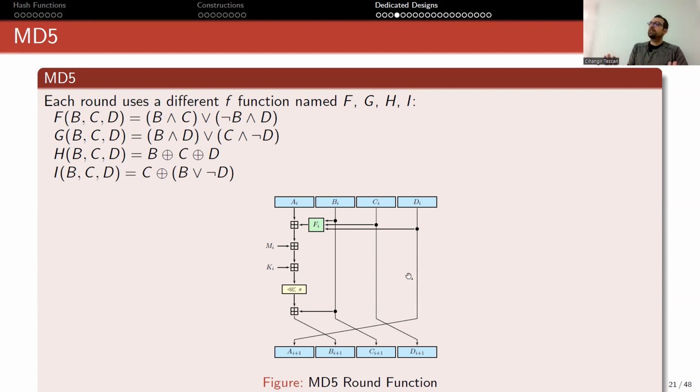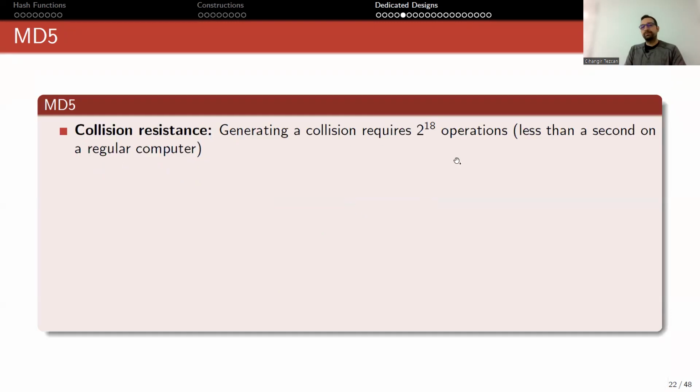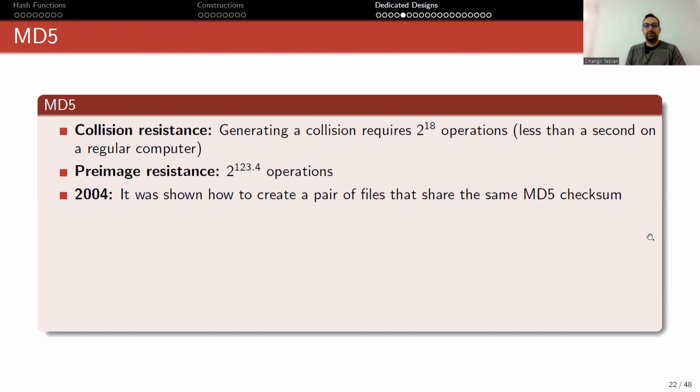So as you can see, this is a very fast operation, right? There isn't much we are doing. This is why the number of rounds is really high. But the thing is that it is not collision resistant. We can create a collision by performing just 2^18 operations, and this takes less than a second on just a regular laptop. There is a pre-image attack again, which is faster than brute force attacks. It requires 2^123.4 operations.